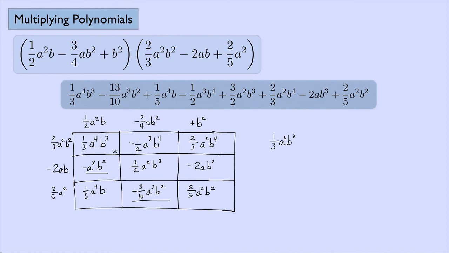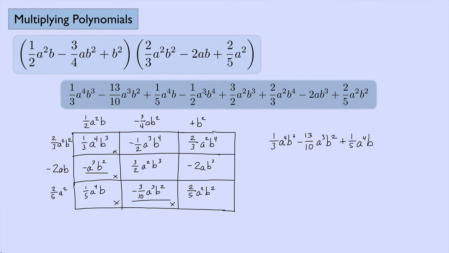Next I have this one. This was the one we combined. That was these 2. And if you remember, -1 and -3/10 make -13/10. So that's going to be -13/10 a cubed b squared, and that takes care of those 2. How about the a to the 4th b term? That is this one right here. 1/5 a to the 4th times b, and that takes care of that.